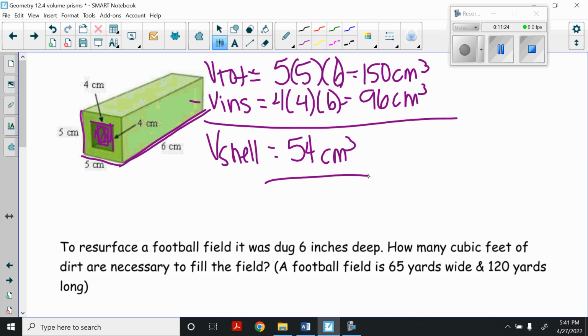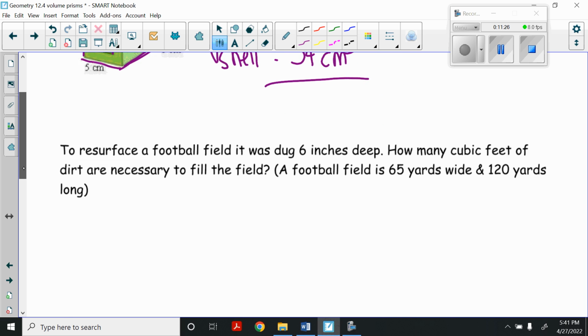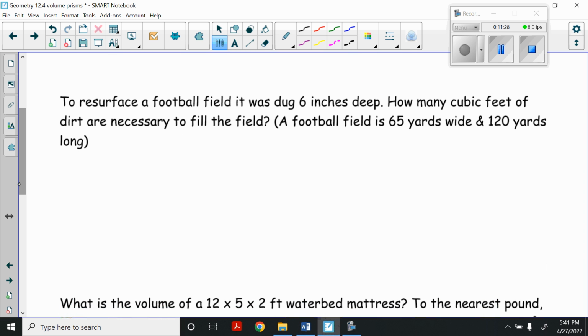So now we're going to look at the word problems. So the first one, it says to resurface a football field, it was dug 6 inches deep. Okay, so let's first think about a football field. What shape are we? A rectangular prism. So I'm just going to kind of draw that out so I can get an idea of what I'm looking at. So here's my football field, 6 inches deep. Okay. How many cubic feet?